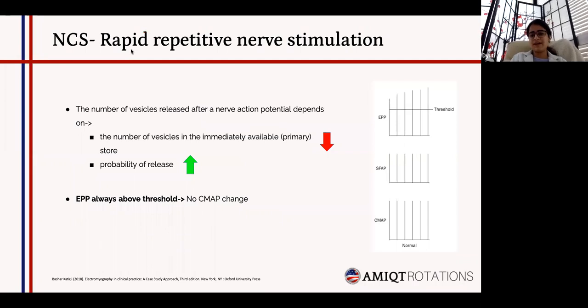With rapid repetitive nerve stimulation, there are two opposing factors. The number of vesicles in the primary store are decreasing, but at the same time, the probability of release is increasing because there is more calcium in the nerve terminal. But in the normal condition, again, this does not matter. The end-plate potential is always above the threshold, and we get no CMAP change.